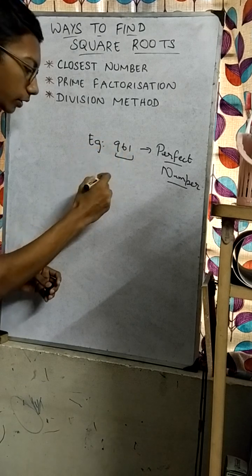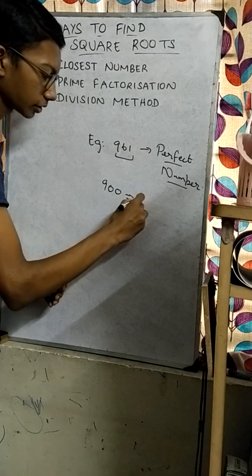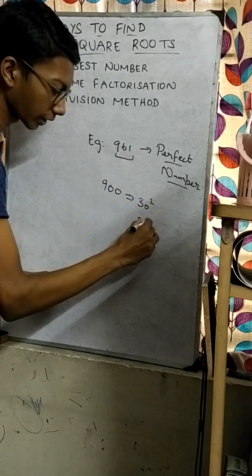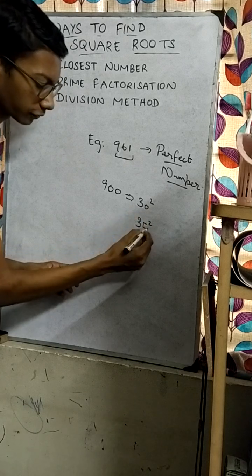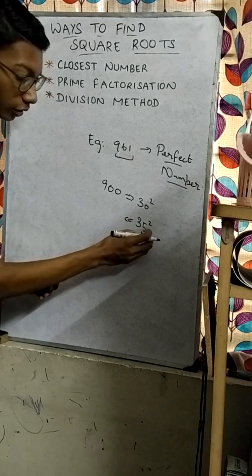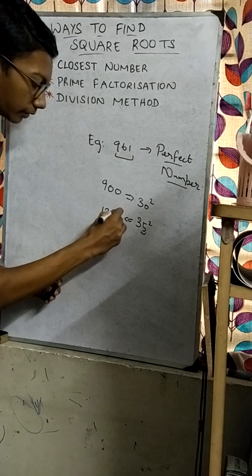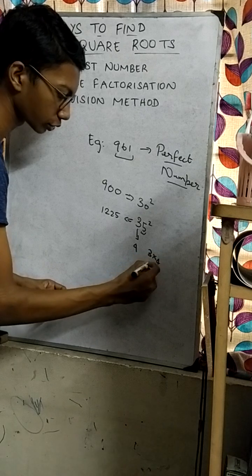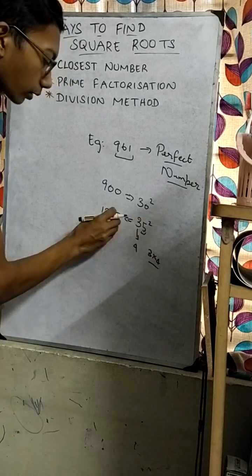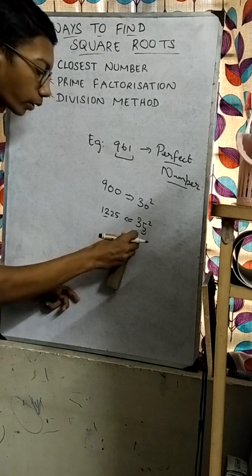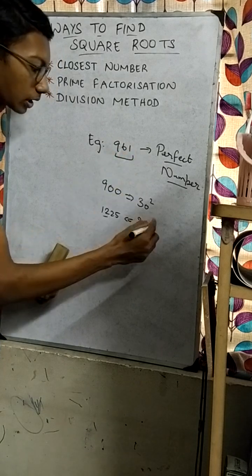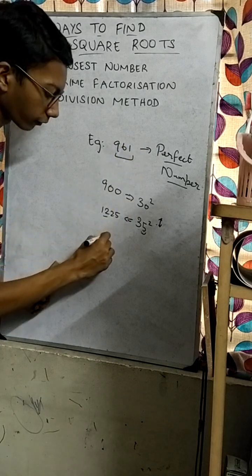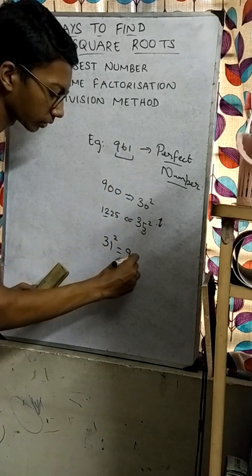The closest square number for this is 900, which is the square of 30. And we need to find 35 squared, because squaring a number ending with 5 is easier. So the square of 35 is 1225. 5 squared is 25. The number after 3 is 4, so 3 times 4 is 12. So 35 squared is 1225. So the square root of 961 must lie between these two numbers. Since the number ends in 1, 31 squared equals 961.